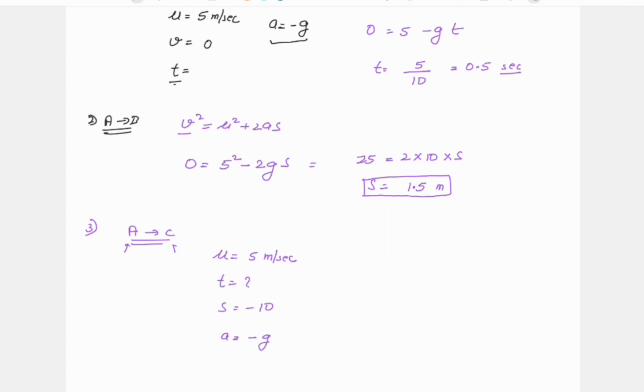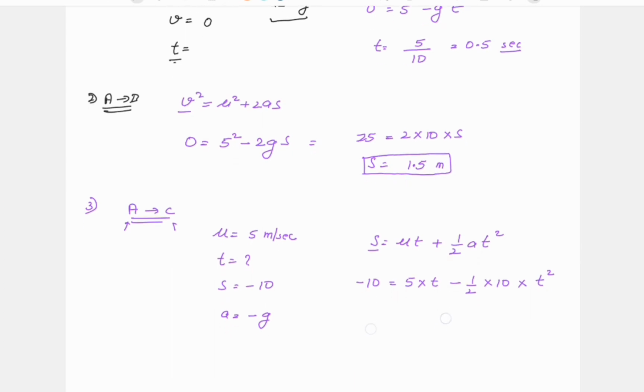Now use the second equation of the straight line motion. We know S is going to be ut plus half of at square. What is the S in this case? S is minus 10. Initial velocity is 5. Time I need to calculate. Minus of 1 upon 2, g is going to be 10, multiplied by t square. Now solve this. You will get the answer.